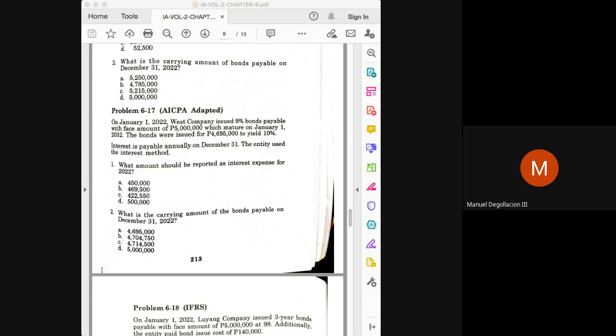of the second year. Okay, and that is face amount of 5 million minus the remaining discount after 2 years, which is 264,050.